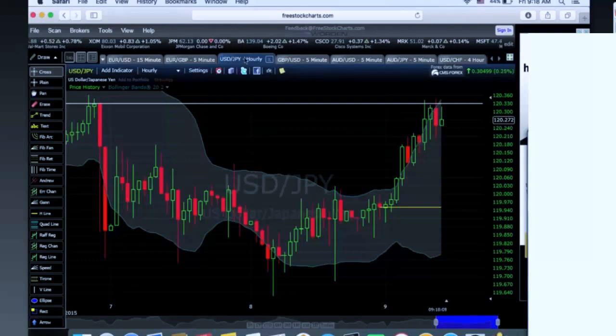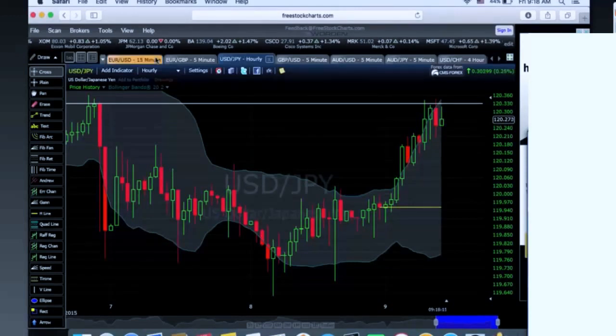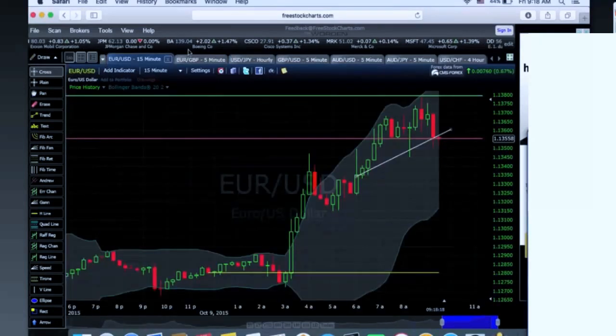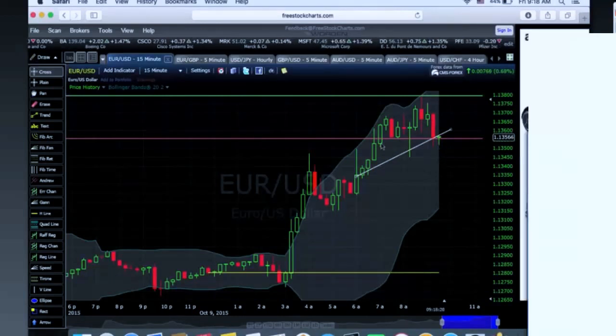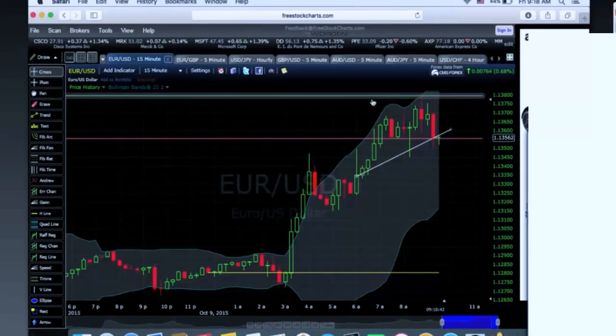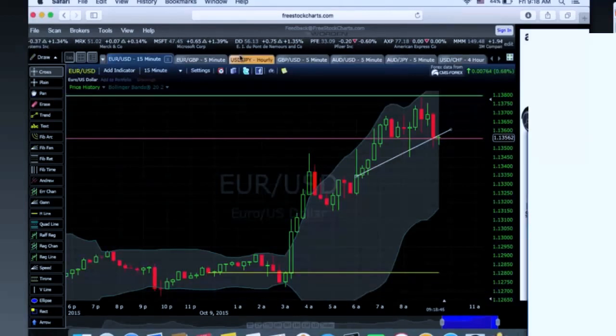But again, the entry is so important. They're both sitting in the range. Take a look at this, really looking good. Patience, no hurry. We've got time.